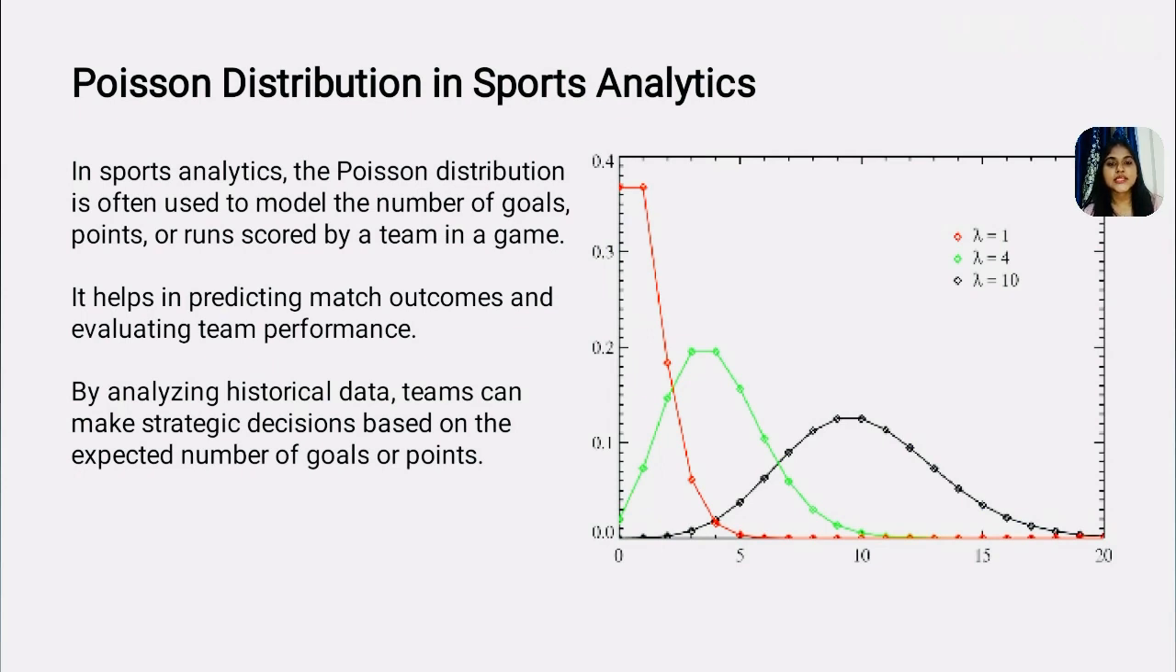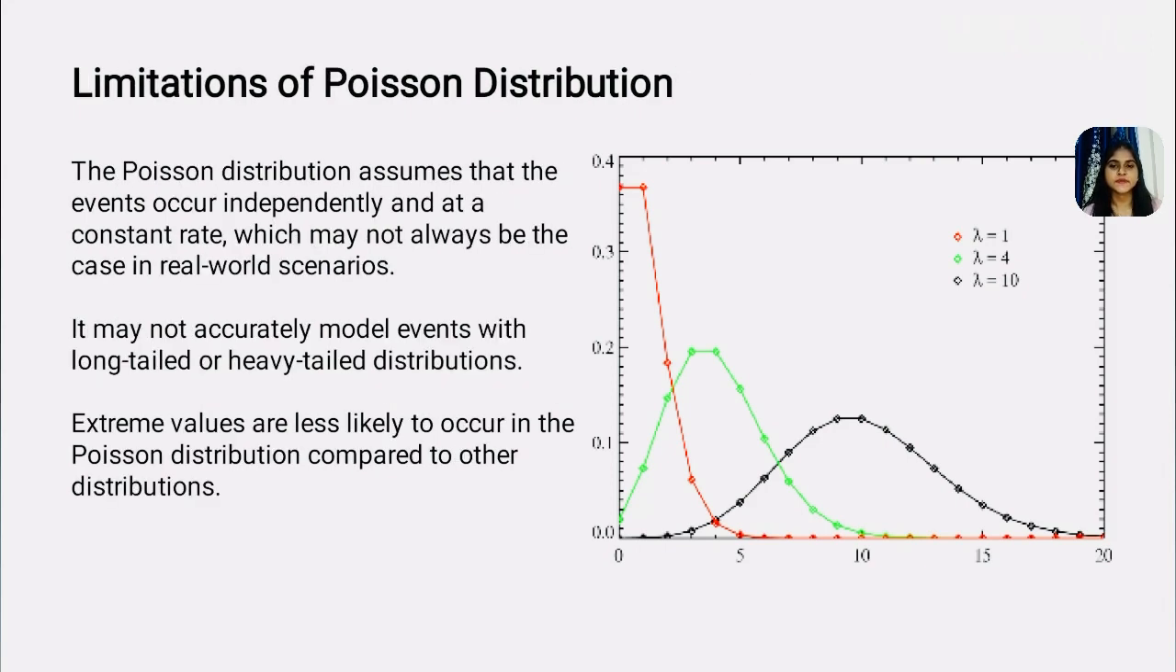Poisson distribution in sports analytics. In sports analytics, the Poisson distribution is often used to model the number of goals, points, or runs scored by a team in a game. It helps in predicting match outcomes and evaluating team performance. By analyzing historical data, teams can make strategic decisions based on the expected number of goals or points.